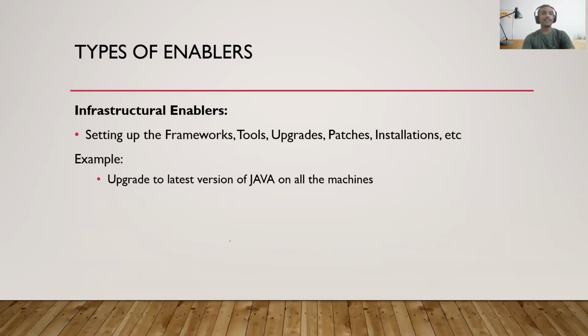The next, third type of enabler is the infrastructure enabler, or infra enabler. Again, this is not directly providing value to the end users, but from the team's or the current context's perspective, if we have to upgrade to a new tool or a new version, go through patches or some installation, or set up your CI/CD pipeline or your Jenkins configuration, everything required for the team to go ahead and do the actual implementation, those types of things we can categorize under infrastructure enablers.